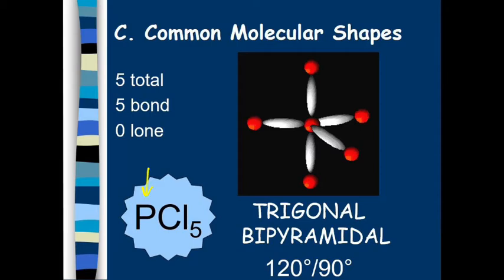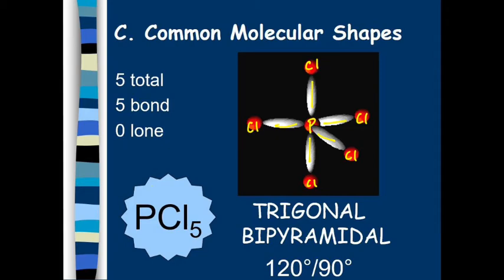Phosphorus does have 5 valence electrons, but it has expanded to 10 within the structure. So P, and all of our chlorines, would end up having their full octet of electrons, but around phosphorus there are 10 electrons that are being shared.